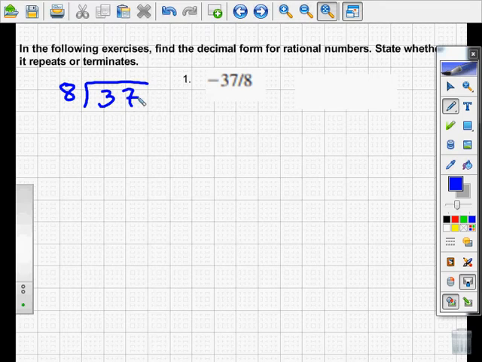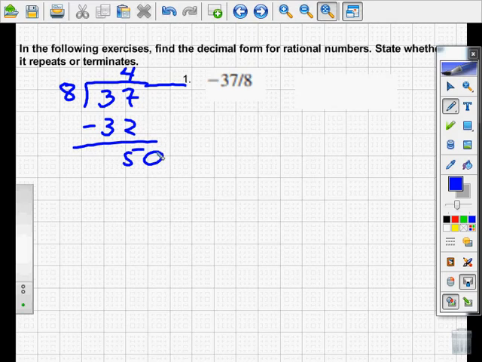37 divided by 8. 8 fits 4 times. I'll make this a little bit longer. 4 times in 37. 8 times 4 is 32. We make a subtraction. You can use your calculator for this also. If you subtract this, it will be 5. Since 5 is less than 8, we all know that we add a 0 and a decimal point. Now, 8 fits 6 times in 50. 8 times 6 is 48.